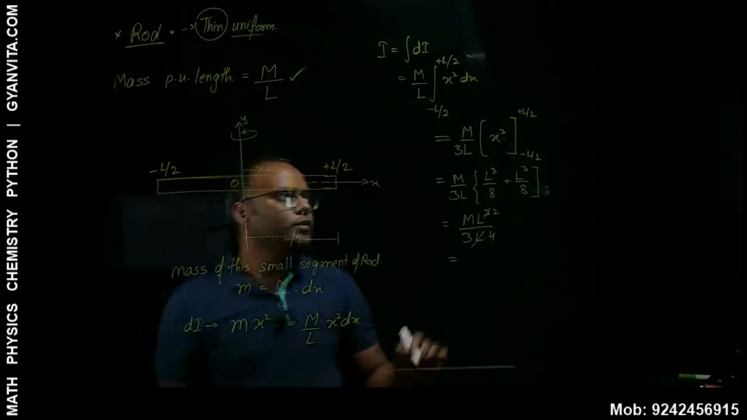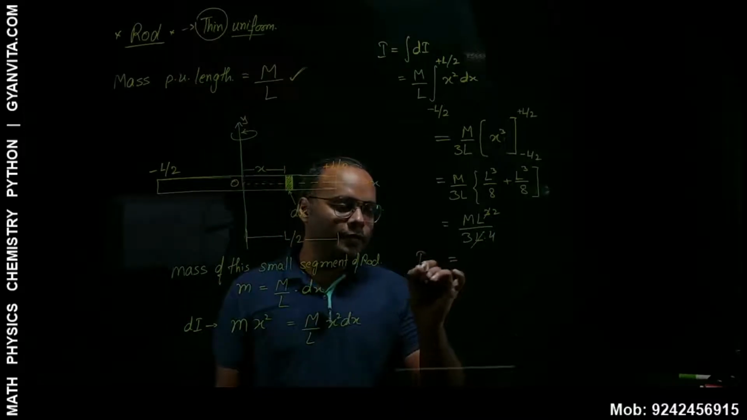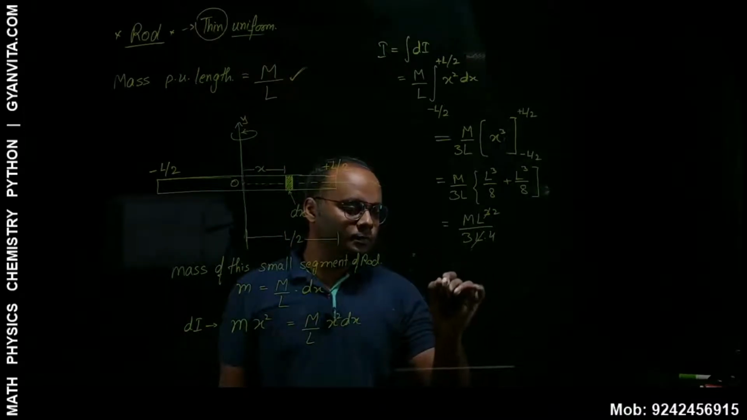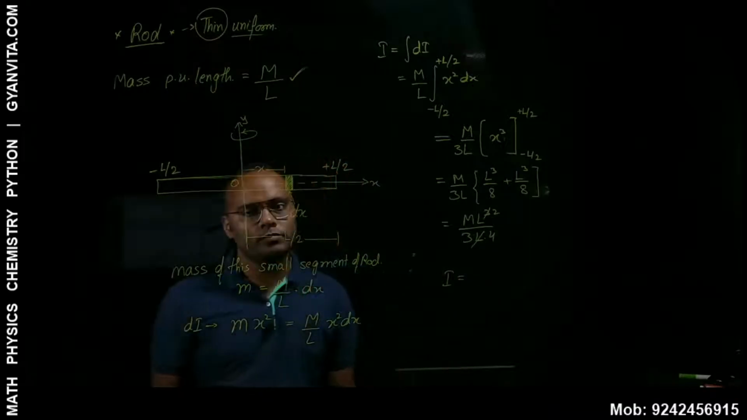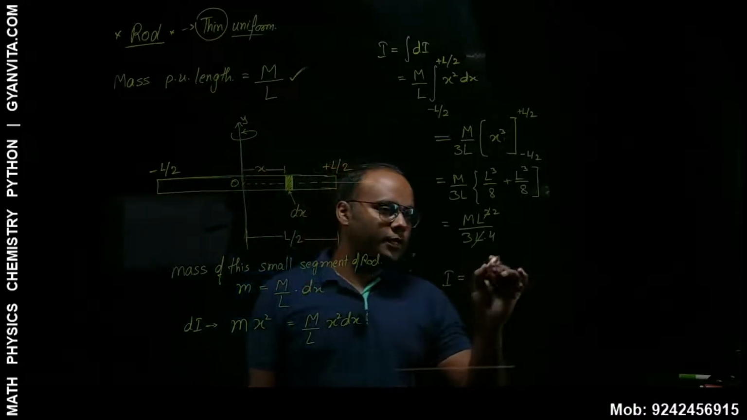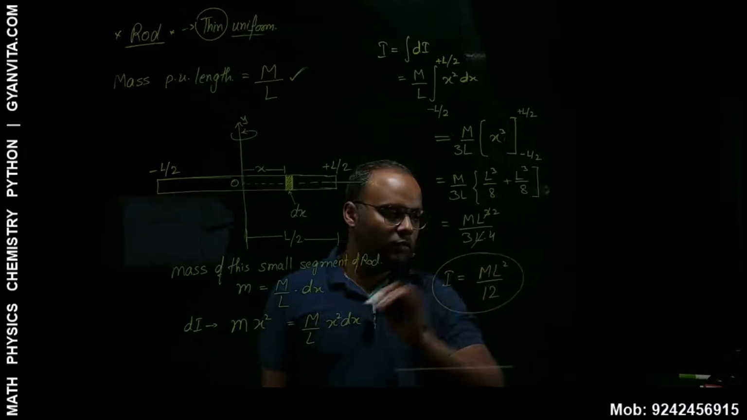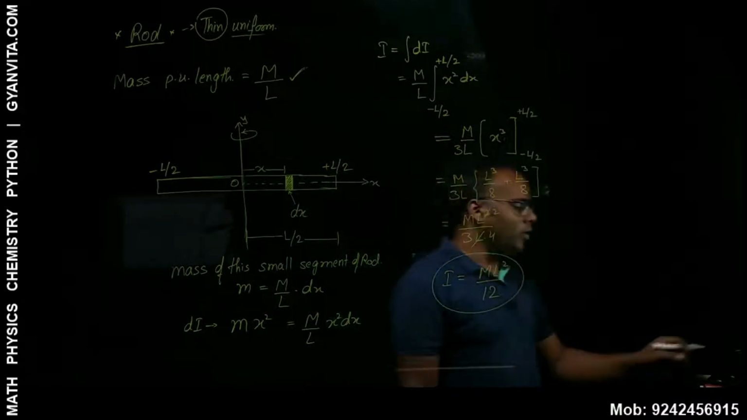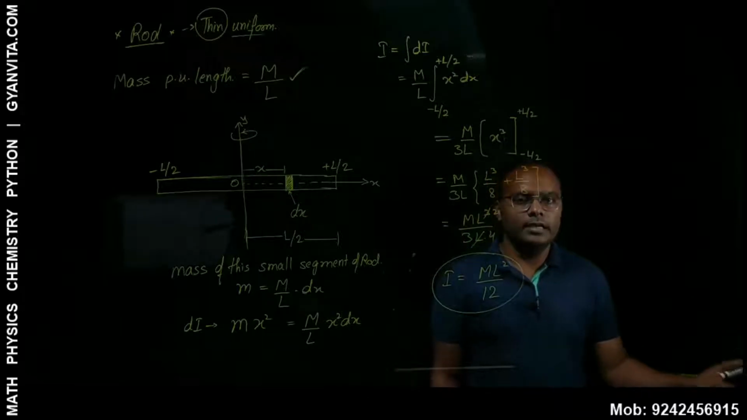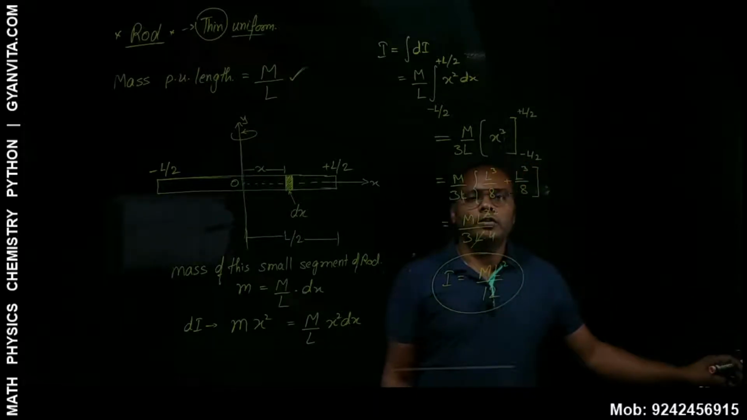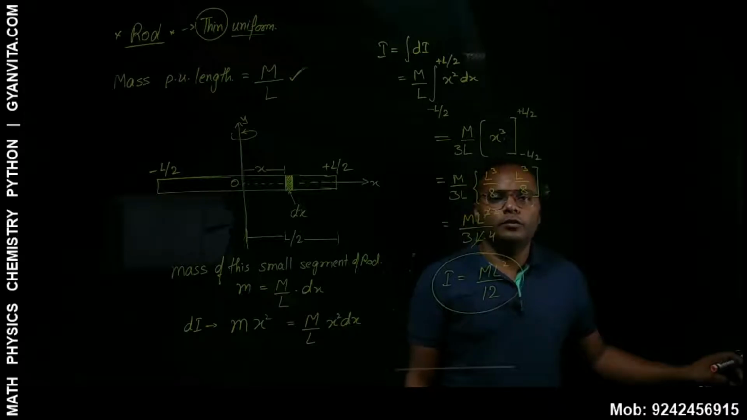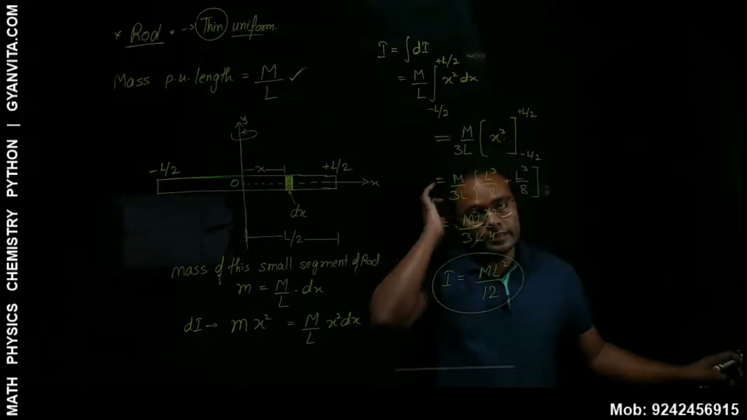So finally this I will be equal to ml square by 12. That is along the center, that is the axis which will pass along the center. You will get ml square divided by 12, right? So I think that is clear.